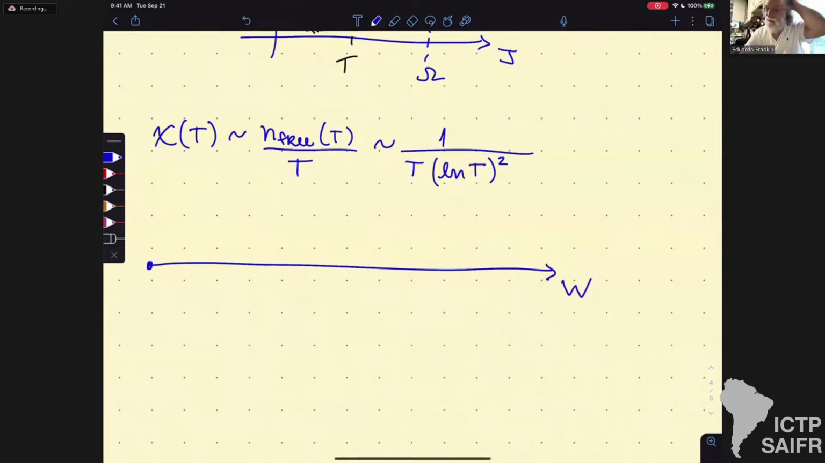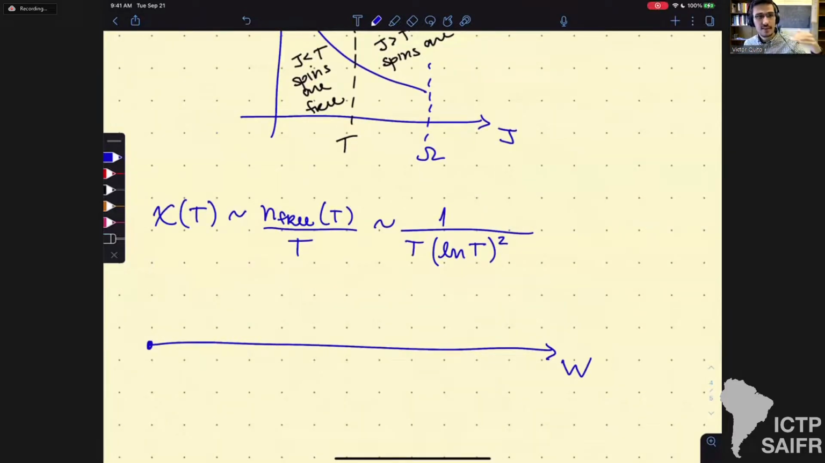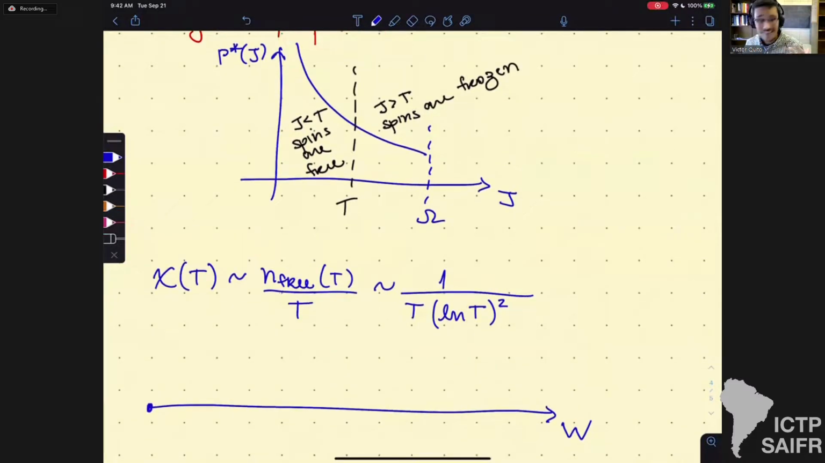Sorry, one quick question. So 1/T is simply the Curie law, right? Right, these are free spins. The log T squared comes from the RG essentially? Yeah, it comes from the fact that not all the spins are free. At a given temperature, if we look at a snapshot of the chain at that particular temperature, it is a very good approximation to consider all the spins that have couplings higher than the temperature to be frozen. So these spins do not contribute with a Curie term. So essentially, you run the RG until the scale is the temperature. That's right.